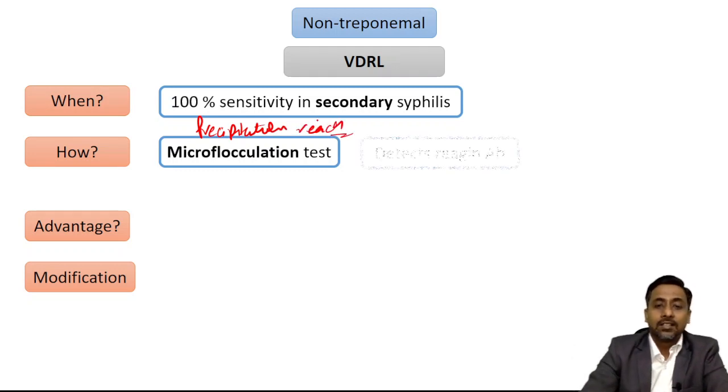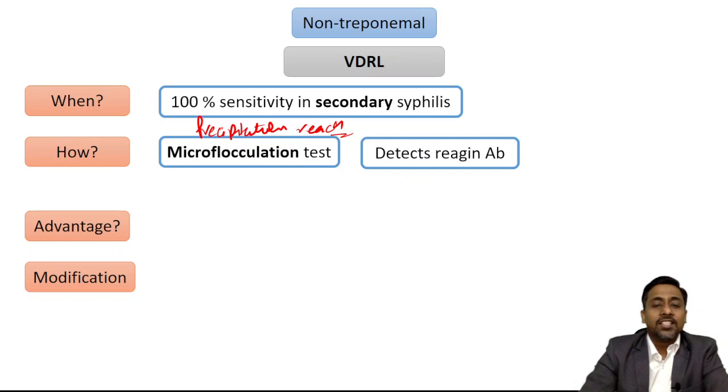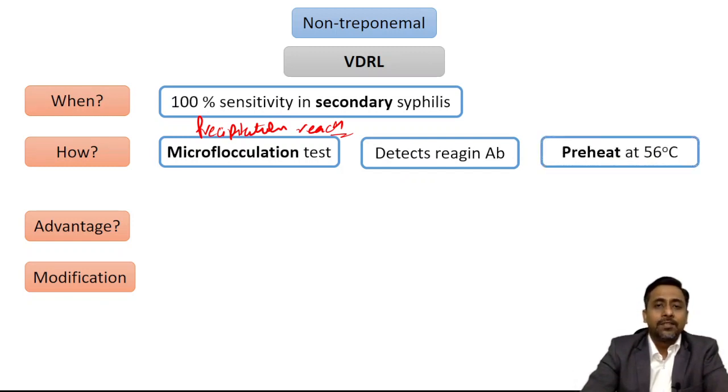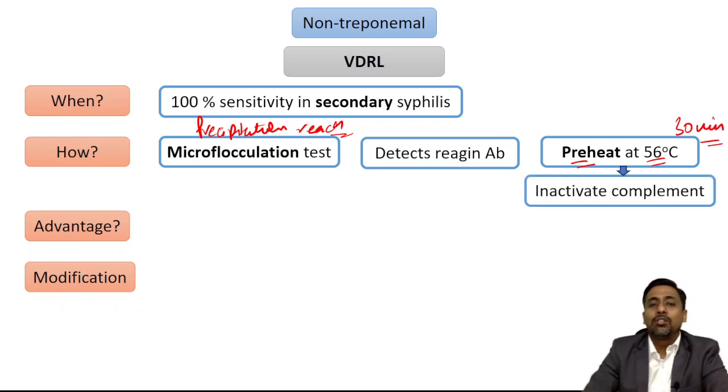Okay, and it will detect reagin antibody. So the serum specimen in which we perform the VDRL should be preheated at 56 degrees Celsius for 30 minutes. And why should we do this? To inactivate the complement, which may lead to non-specific antigen-antibody complex formation.